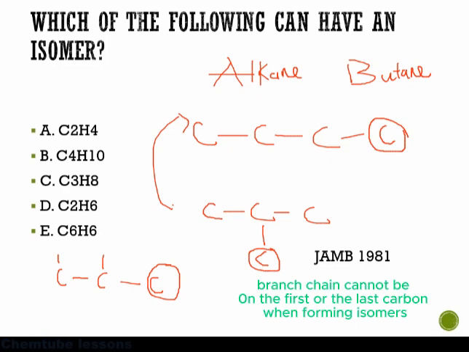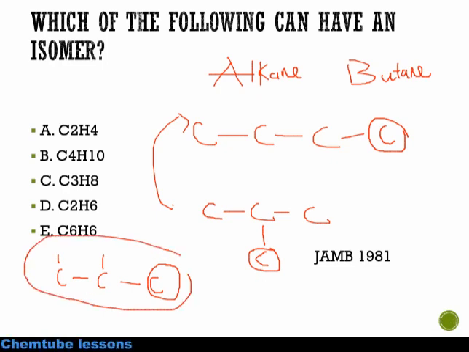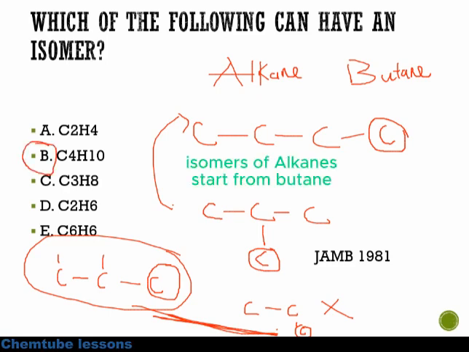So if I take this and try to make this compound an isomer, it's going to look something like this. So this is basically wrong. This is not an isomer, because this and this are basically the same thing. So the compound that would exhibit isomerism is B.